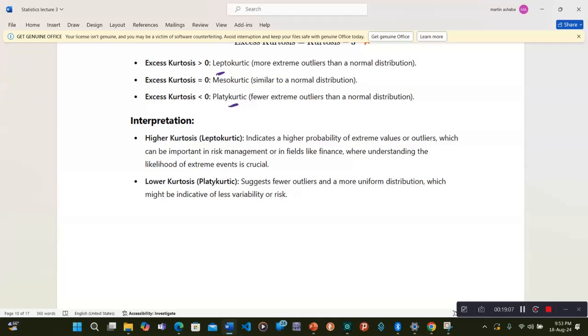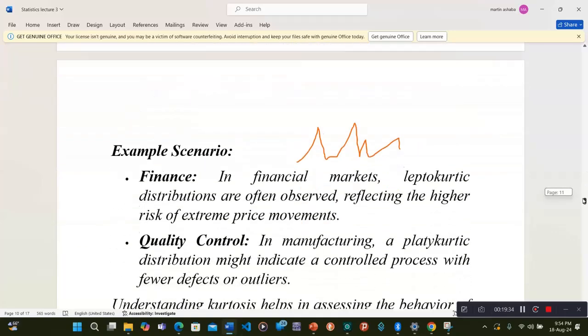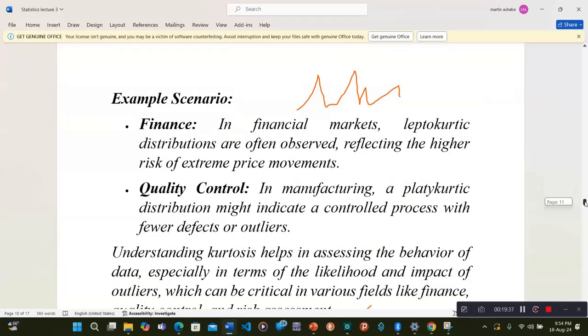So if we have higher kurtosis, then there is a higher probability of extreme values or outliers, which can be important in risk management in fields like finance, where understanding the likelihood of extreme events is very crucial. Then lower kurtosis suggests fewer outliers and a more uniform distribution, which might be indicative of less variability or risk. So this can be looked at in the form of a scenario. In finance, the financial markets could be leptokurtic in a distribution where you observe this, that could be reflecting higher risk of extreme price movements.